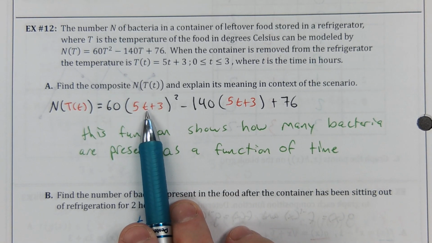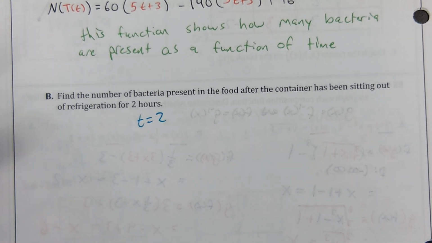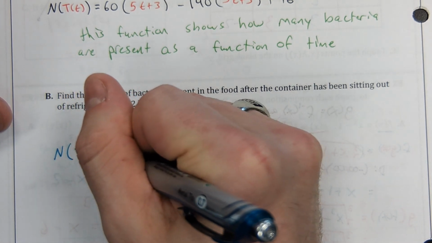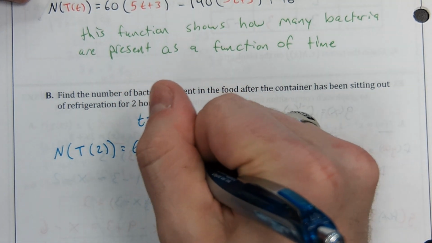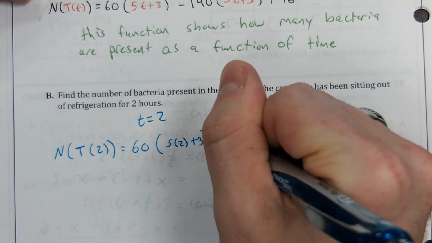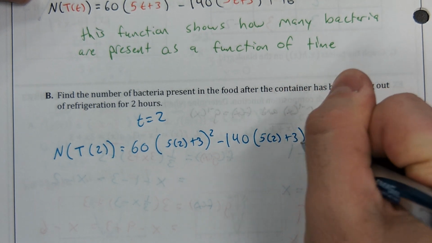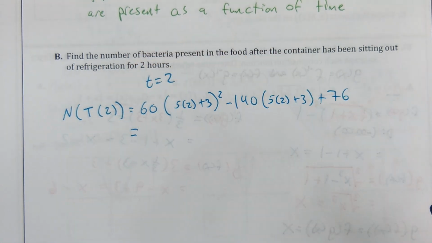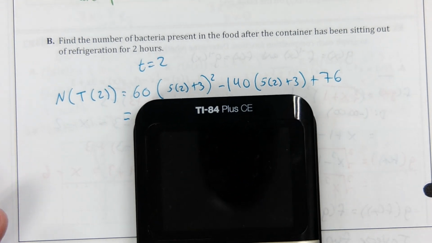So this function, whose input is lowercase t, all those t's become 2's. So our number of bacteria after 2 hours is 60, and then we have 5 times 2 plus 3 squared minus 140 times 5 times 2 plus 3 plus 76, and it would be insanely big brain of me to say this number without any hesitation, but instead, I'm going to put on a calculator because I've got nothing to prove.